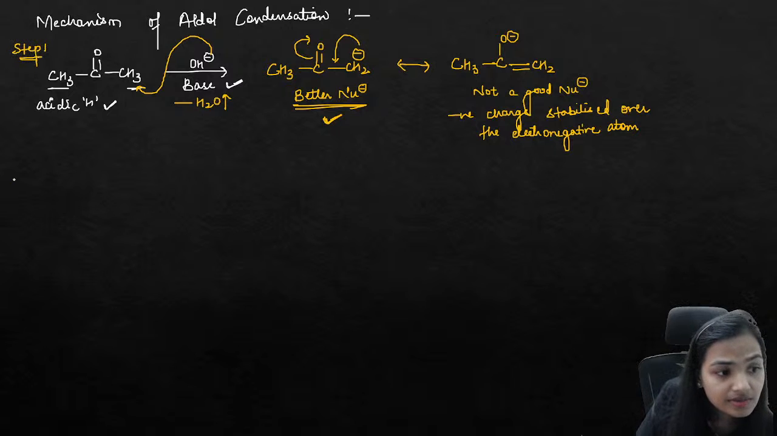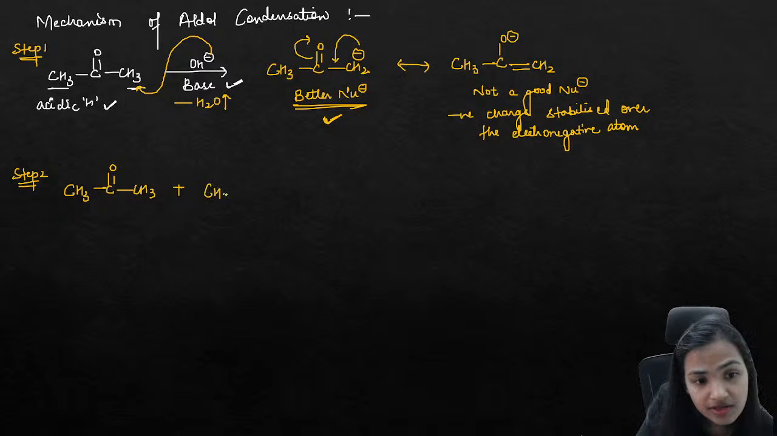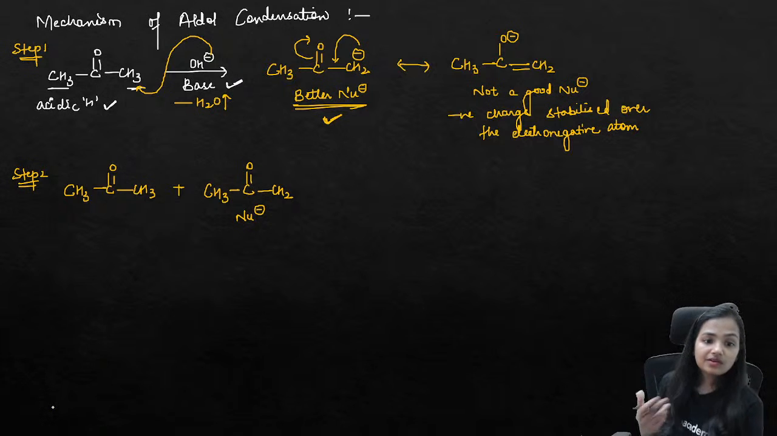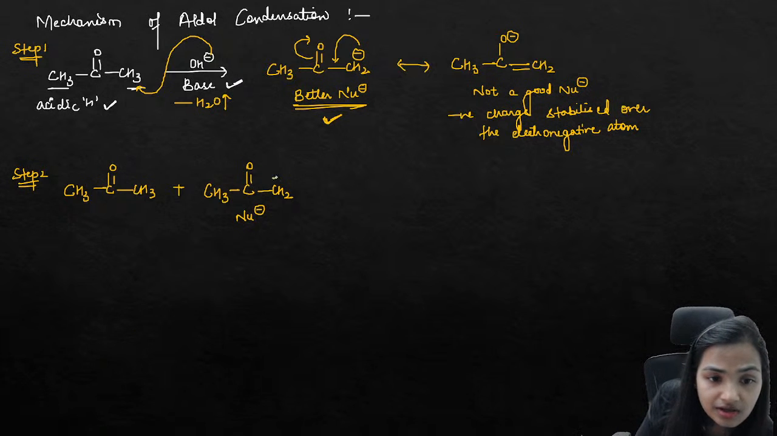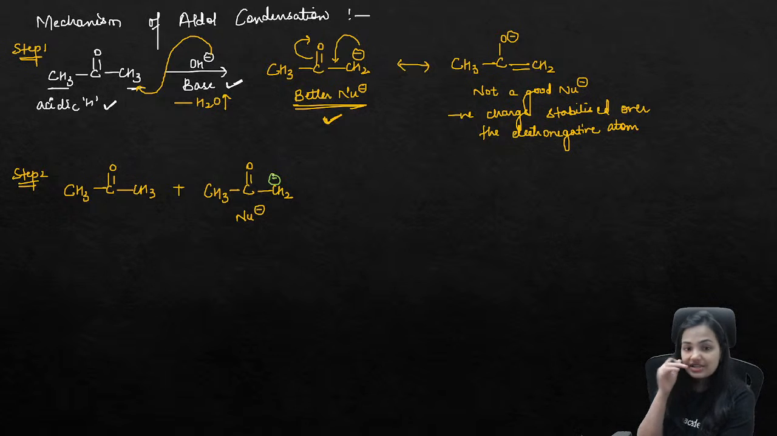This is step number 1. In step number 2, we will take another species, that is another ketone, and ask this nucleophile, CH3 C double bond O CH2 negative, to attack. Now what will this do? It could do nucleophilic addition, or it could again abstract the acidic hydrogen. Let me tell you, this is not a base. This is only a nucleophile.